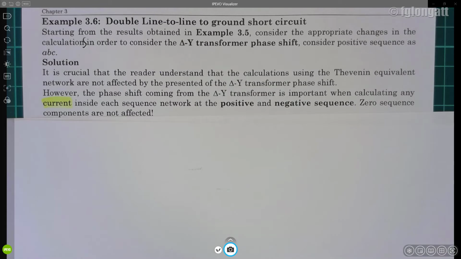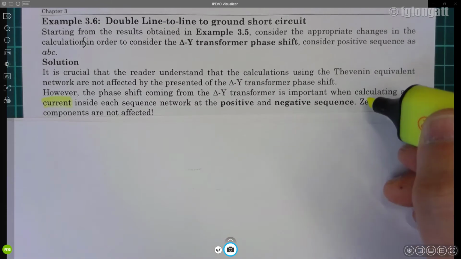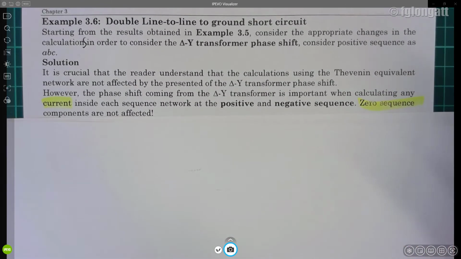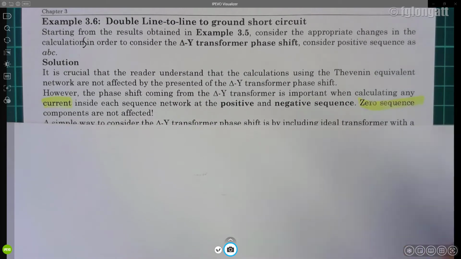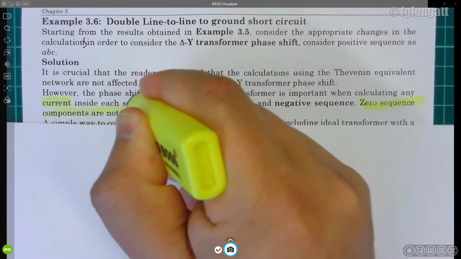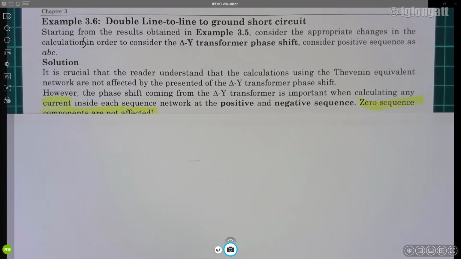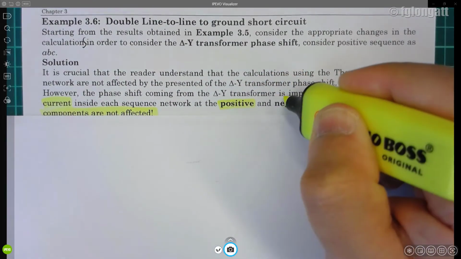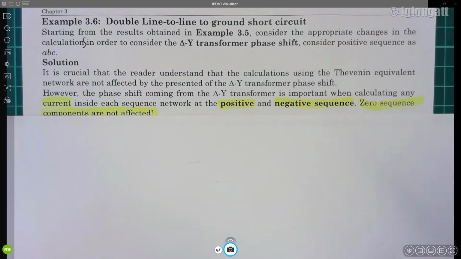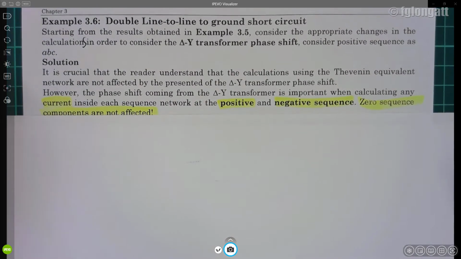But what you need to understand from now on is that zero sequence components are amazing because the delta star connection is not affecting them. Where it is extremely important that you understand is that positive and negative sequence are affected by the delta and star connection at those transformers.